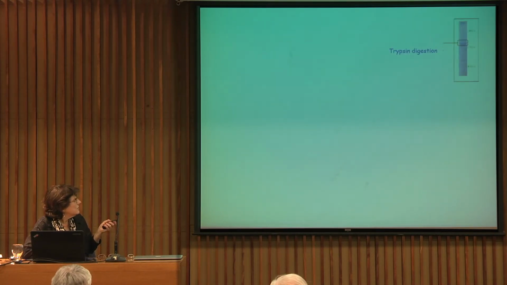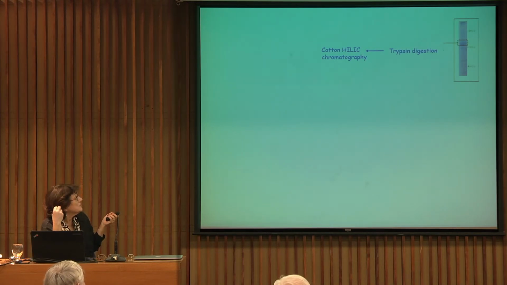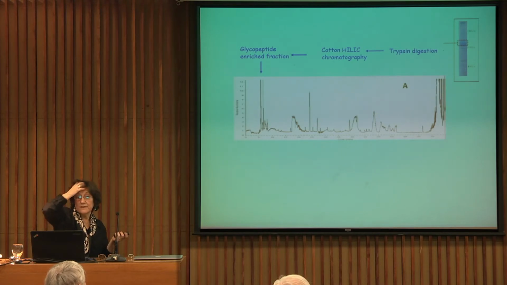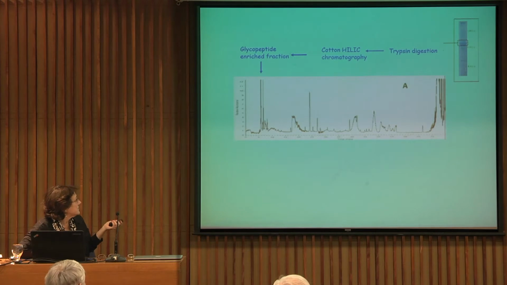But then we wanted to see where these oligosaccharides were linked to the peptide. And so we performed a trypsin digestion of the gel band. We performed a cotton HILIC chromatography in order to obtain an enriched glycopeptide fraction, and further on we analyzed it by ESI electrospray orbitrap, HPLC electrospray orbitrap.